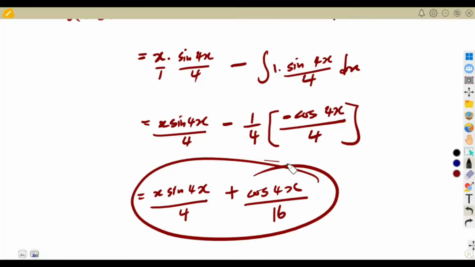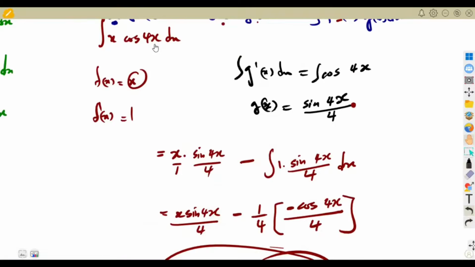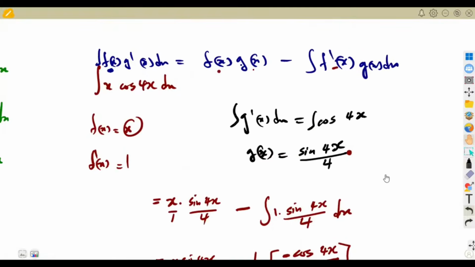Remember what we are talking about here, guys. We have to be very, very careful in our simplification. What is it that we are talking about? We are talking about the integral of this. This whole part is representing the integral of x cos 4x. That is the whole integral that we are talking about there, x cos 4x.